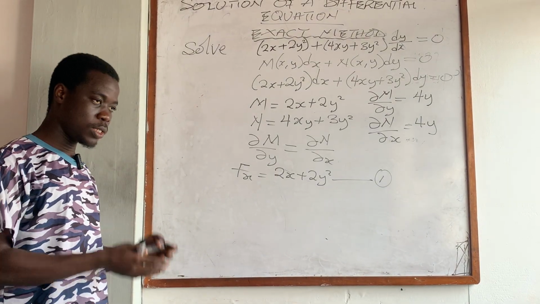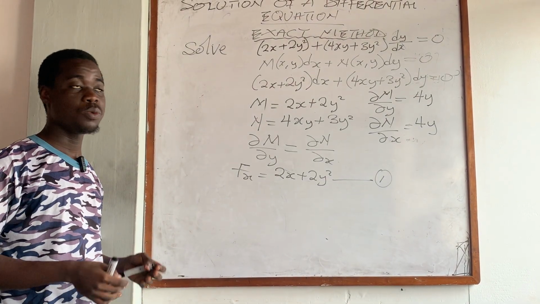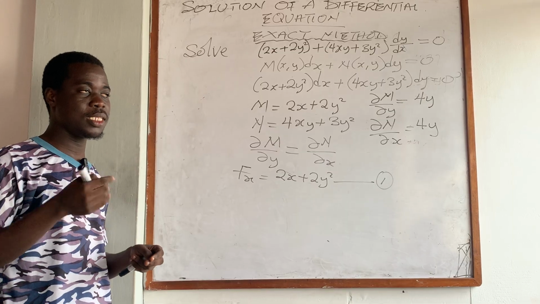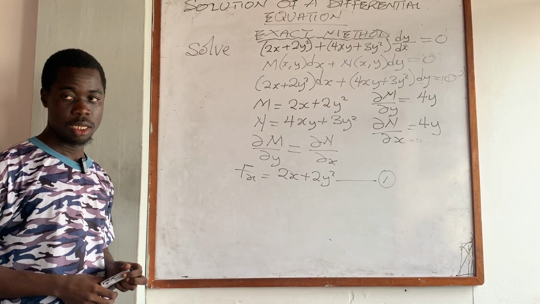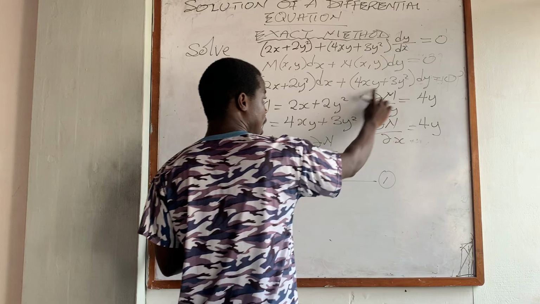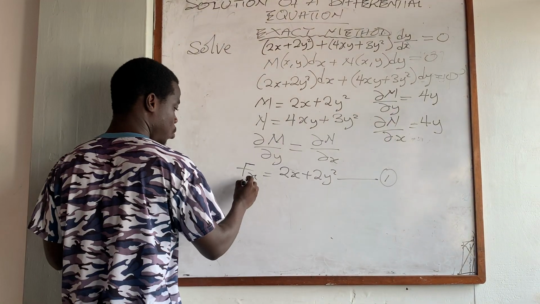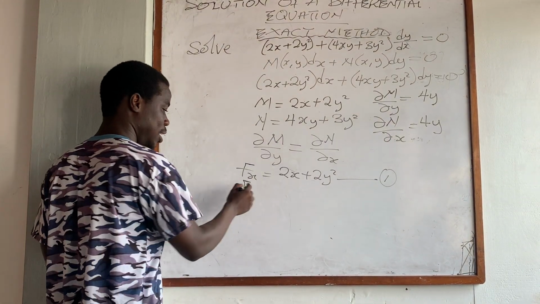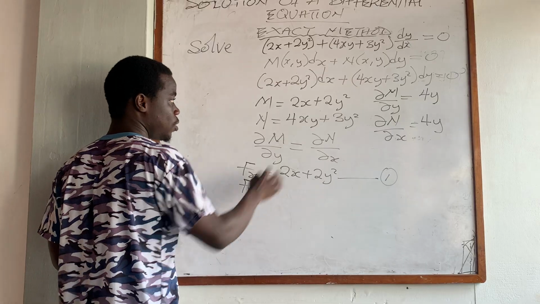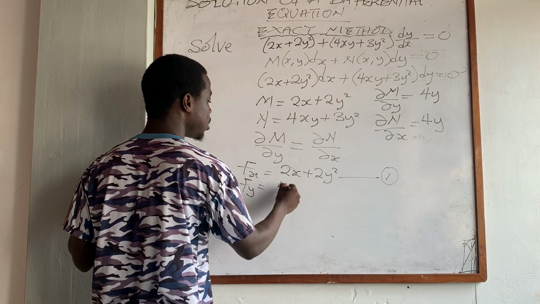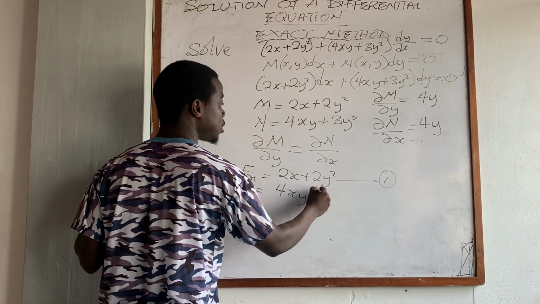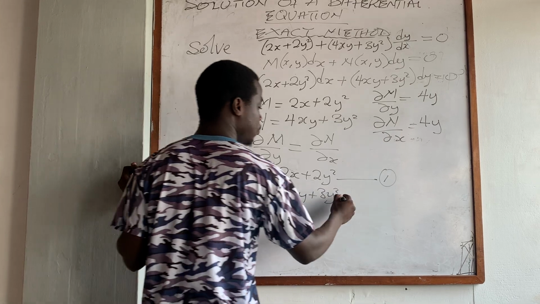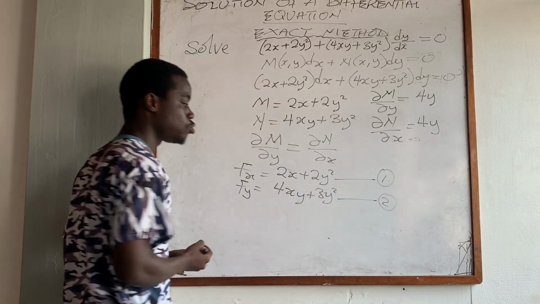Then again, we have an equation which has been differentiated with respect to y, and that equation is this. So here we have a particular function. It has been differentiated with respect to y, which is equal to this, and we will get 4xy plus 3y squared. So this will give us equation 2.